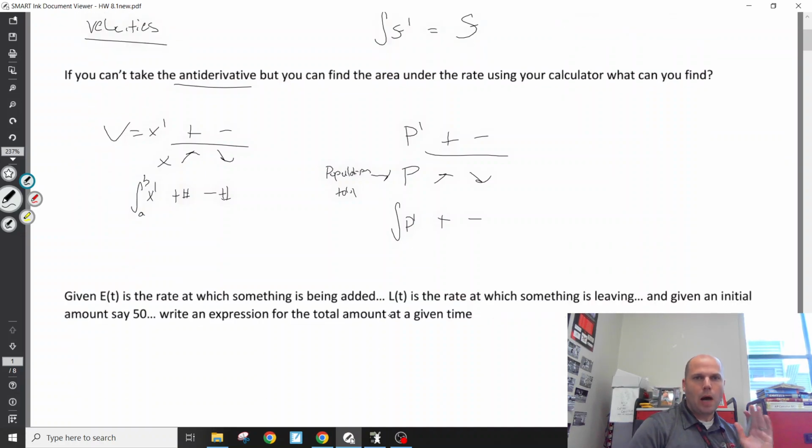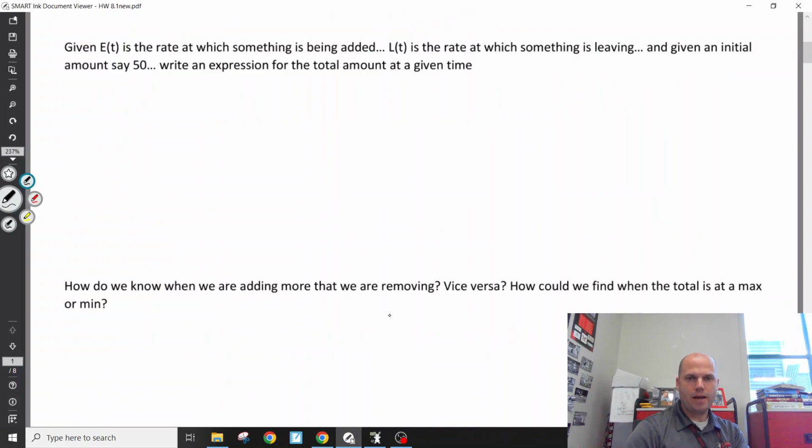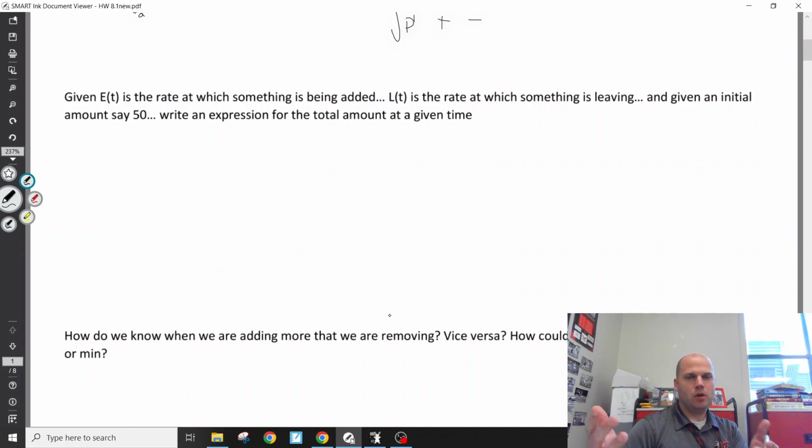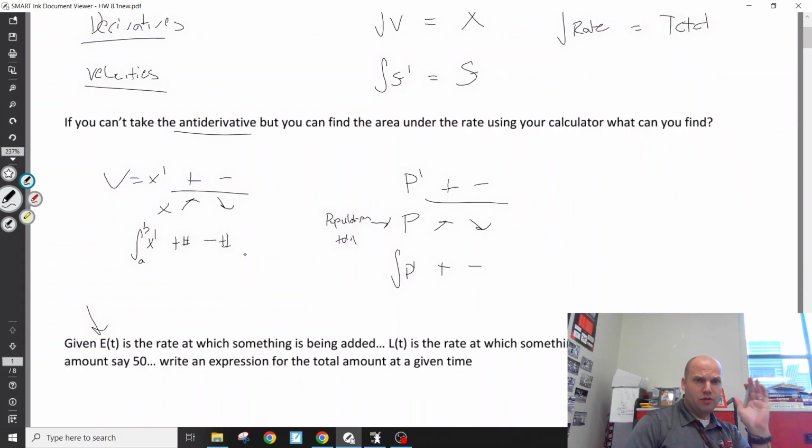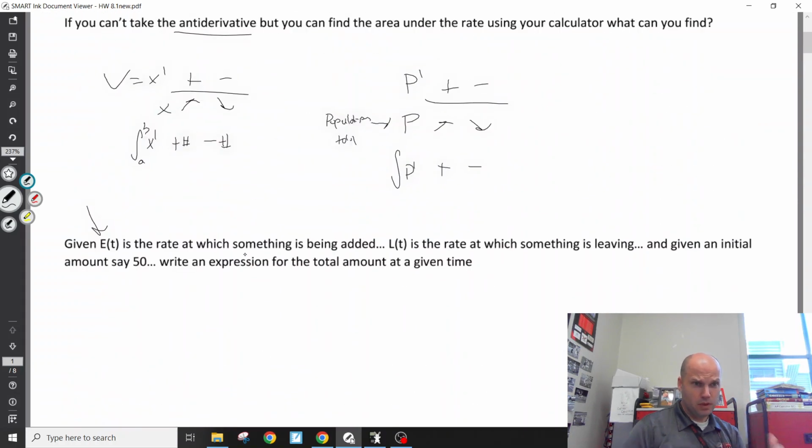Now, the problem is you don't just have one velocity. You don't just have one rate. You have two things going on at the same time. You have a rate that something's being added. Sometimes it's a capital letter. In the first question, the fish question, the rate that fish enter a lake is modeled by capital E. It is in fish per hour. This is a derivative. E is a derivative.